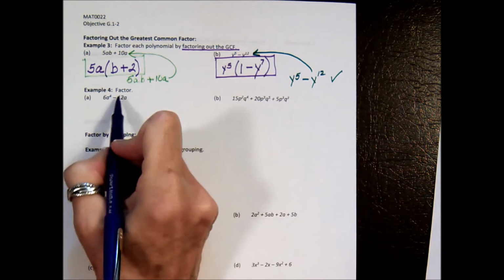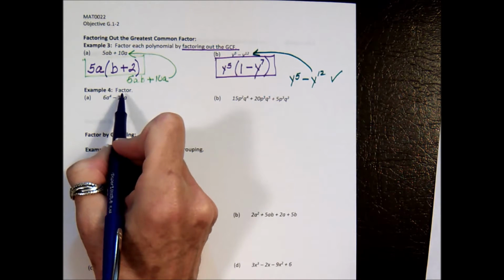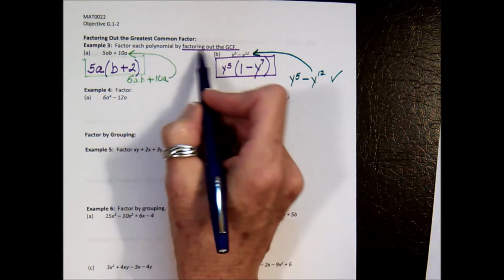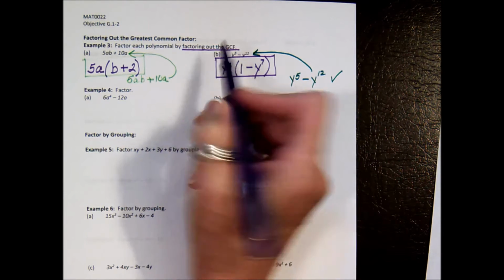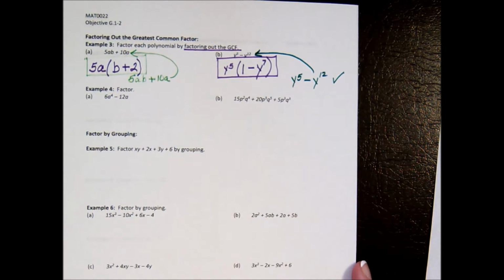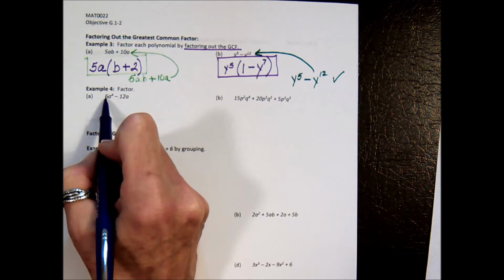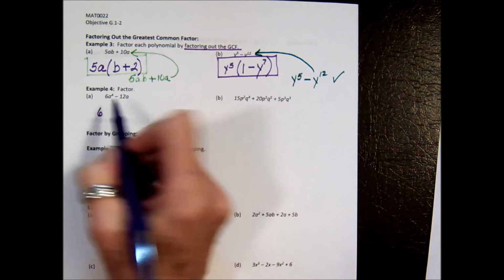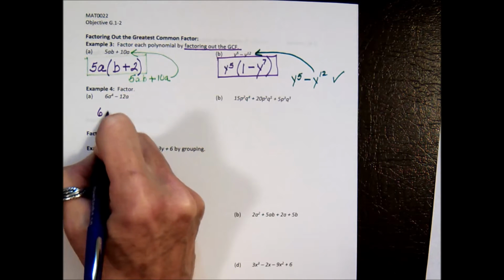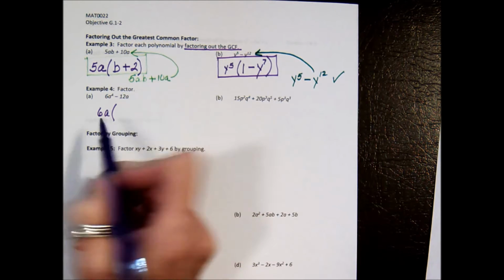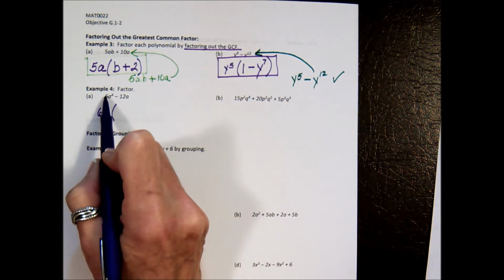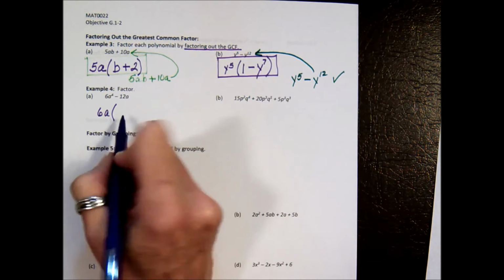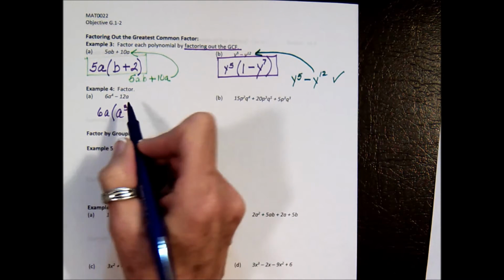Let's do another one, and this is more typical of what your directions would say. They won't say factor by factoring out the GCF. You're supposed to recognize it. It's just going to say factor. So what goes into 6 and 12? 6. How about A to the 4th and A? Just A, parentheses. Now do your division. 6 cross cancels 6, and this A cross cancels one of those, leaving A cubed.